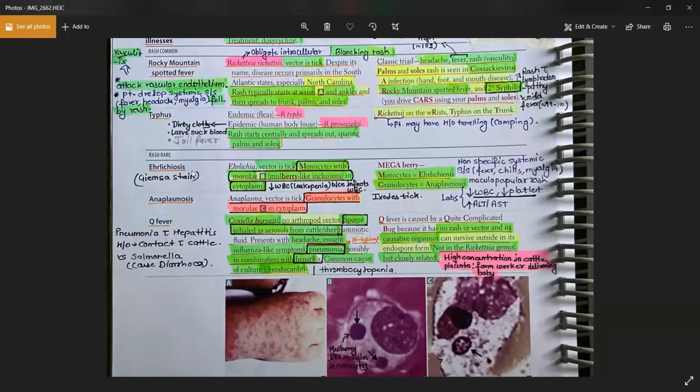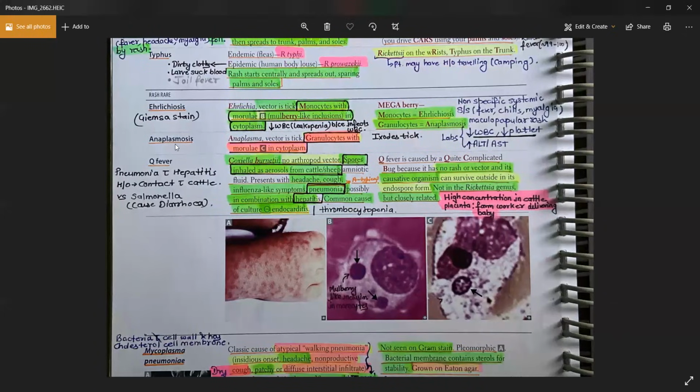of ehrlichiosis. You will get the flu-like symptoms, just like fever, chills. You will get the rash, the maculopapular rash. In the labs, you will have high LFTs, the high ALT, high AST, you will have thrombocytopenia and you will also have lymphopenia. In both of the diseases, you will have thrombocytopenia, lymphopenia, you will have the rash, you will have the flu-like symptoms, you will have the liver involvement, okay? But in case of ehrlichiosis, you will get the inclusion bodies in the monocytes, and in case of anaplasmosis, you will get the inclusion bodies in the granulocytes. Very important, okay?